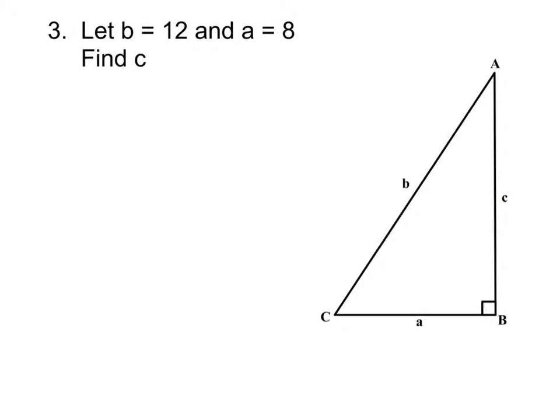All right, and so again, we write down our problem. We start with a clean diagram, and then we start labeling it. In this case, lowercase b equals 12, so I put in the 12. Side length a equals 8, so I put that in. We're asked to find c. Notice lowercase c once again. And so I'm looking for this.